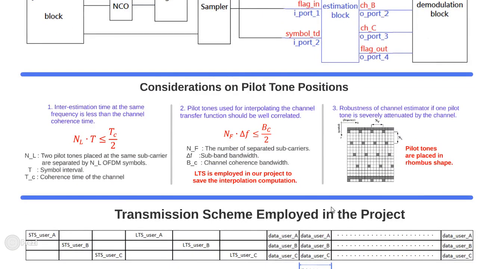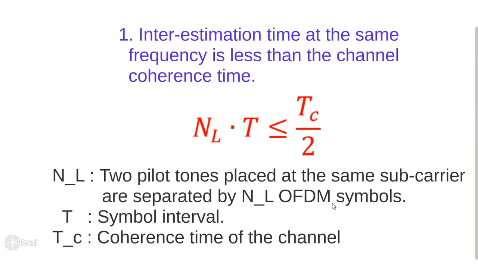There are 3 conditions we need to consider as shown here. First of all, it must be guaranteed that the inter-estimation time at the same frequency is less than the channel coherence time. Basically, the channel coherence time, TC, stands for the average interval during which the channel does not change dramatically. Assume 2 pilot tones that are placed at the same subcarrier but separated by NL OFDM symbols. Then these 2 pilot tones can be used to estimate the channel coefficient at the same subband of symbols falling in between if their corresponding channel coefficients are well correlated.